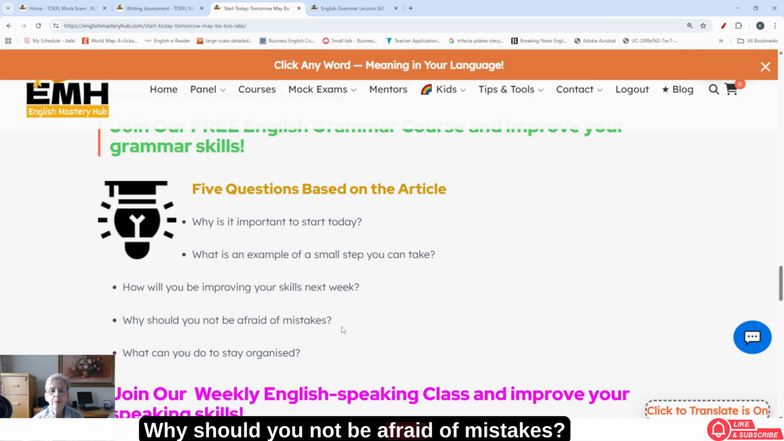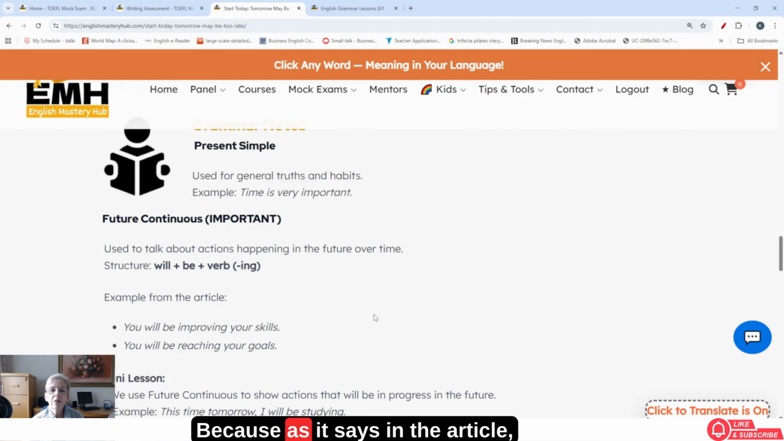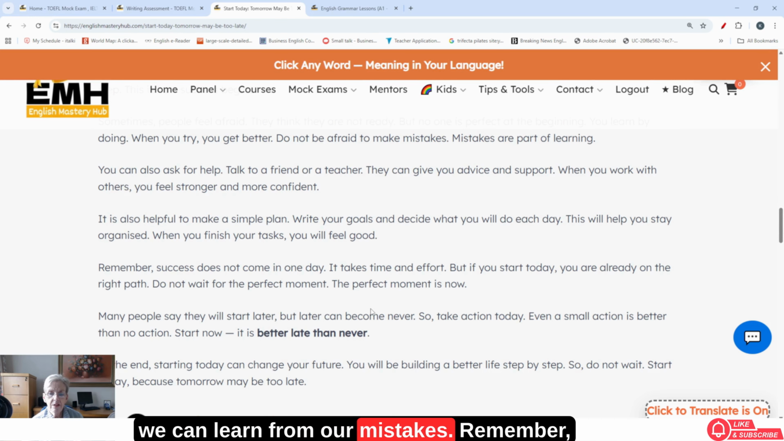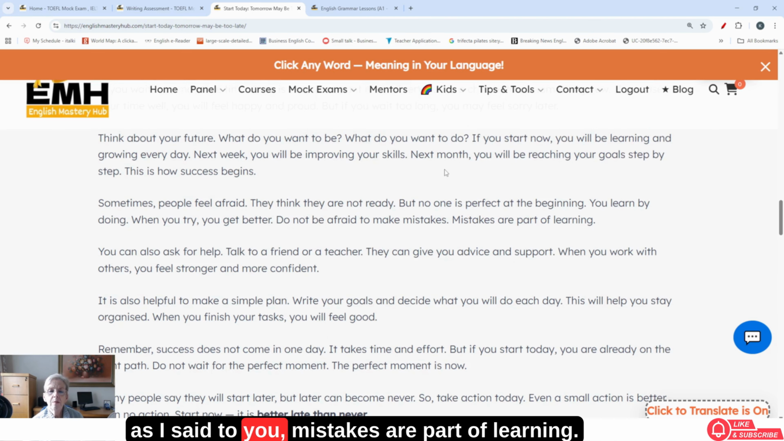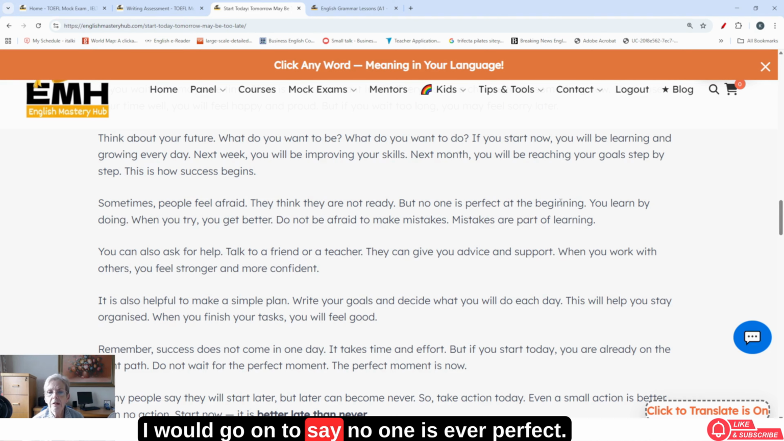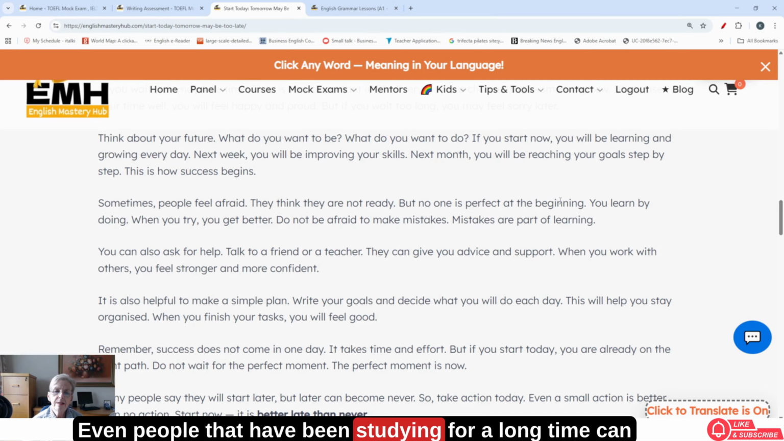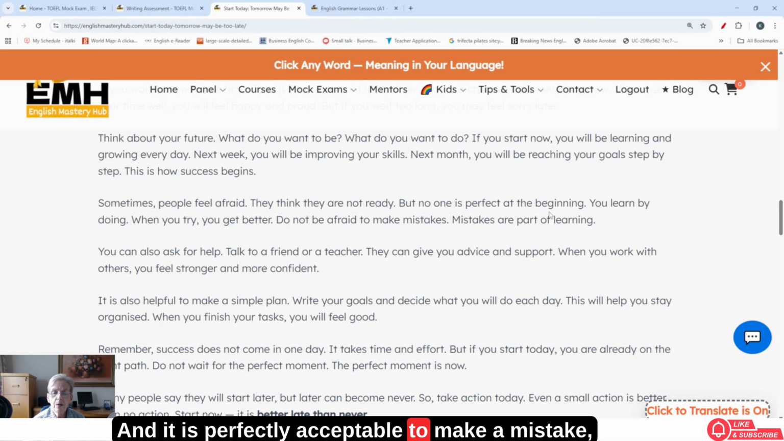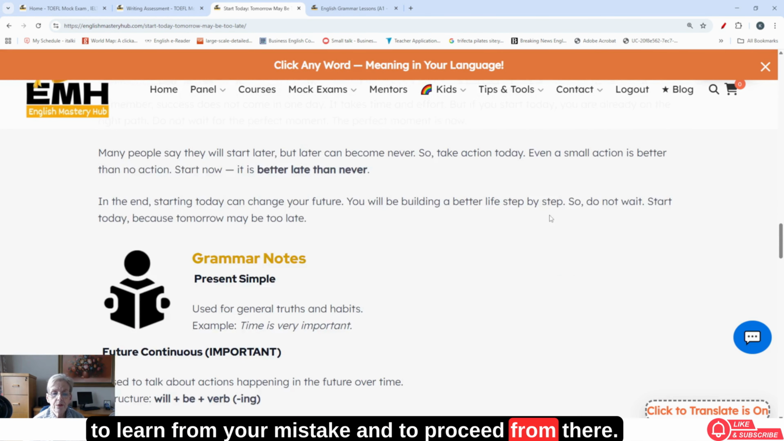Why should you not be afraid of mistakes? Because as it says in the article, we can learn from our mistakes. Remember, as I said to you, mistakes are part of learning. The article says no one is perfect at the beginning. I would go on to say no one is ever perfect. Even people that have been studying for a long time can make mistakes. We are all human, and it is perfectly acceptable to make a mistake, to learn from your mistake, and to proceed from there.